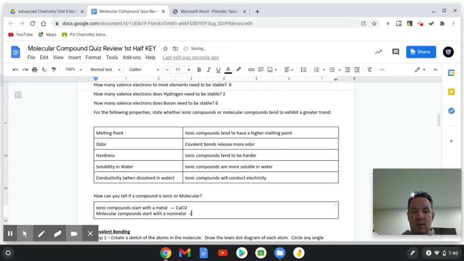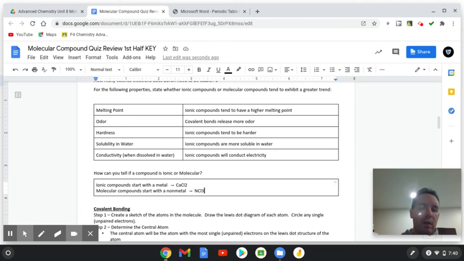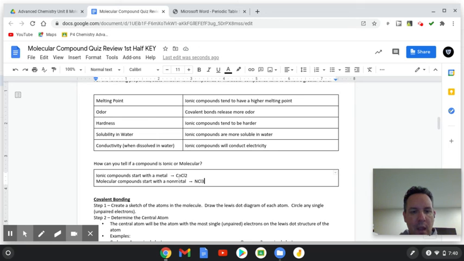Molecular compounds are going to be something like NCl3 because nitrogen is a nonmetal, so that's a molecular compound and will exhibit what molecular compounds exhibit. So if I asked you the question, is CaCl2 or is NCl3, which one has a higher melting point? The answer would be CaCl2 because it's ionic. Which one has a stronger odor? Well, that would be NCl3 because it's molecular with covalent bonds.